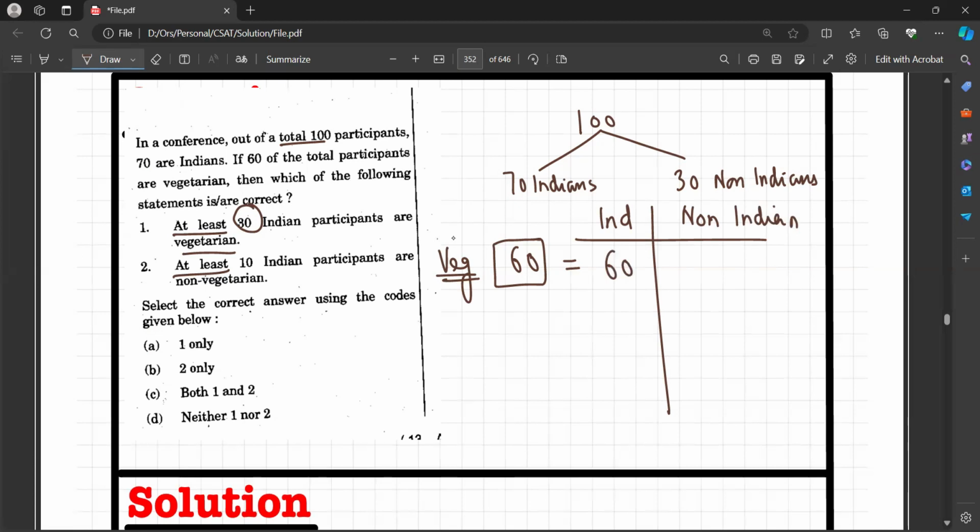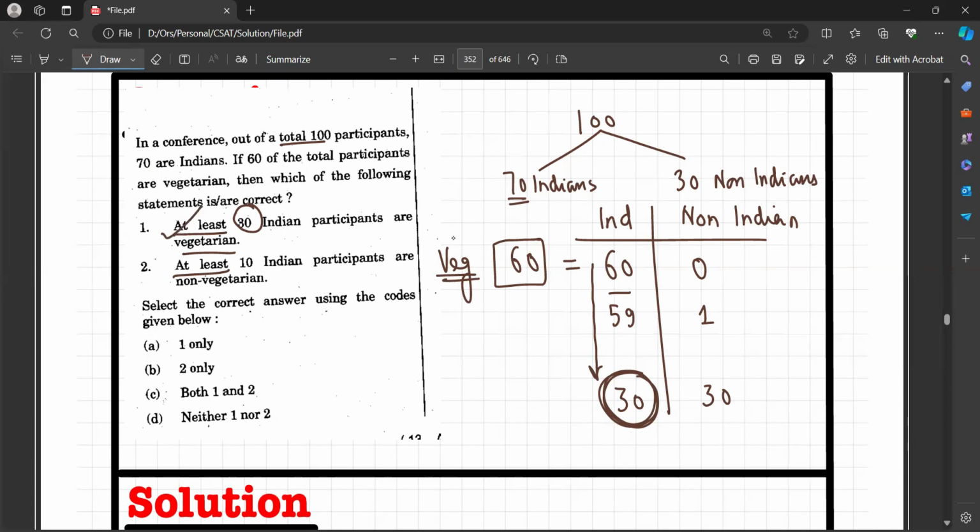I will give this as total 60. Is that allowed? Why? Because 70 Indians are there. I can give 60 here, 0 here. I can give 59 here, 1 here. So you can see this number is decreasing. I can go till what? This side maximum can go till 30. So this has to go to 30. Then only the sum will be 60. Yes or no? So at least how many Indian participants are vegetarian? 30. So this answer is correct.